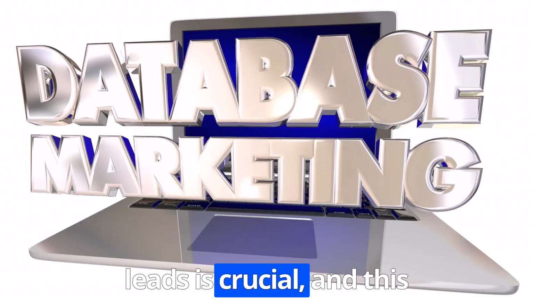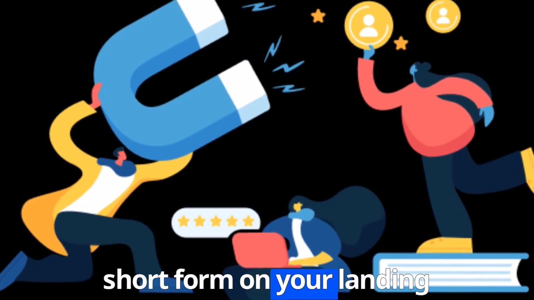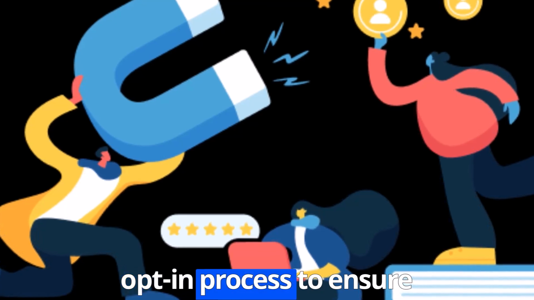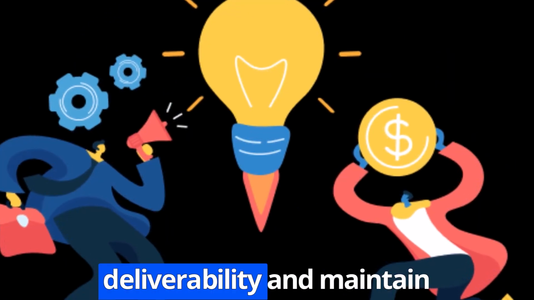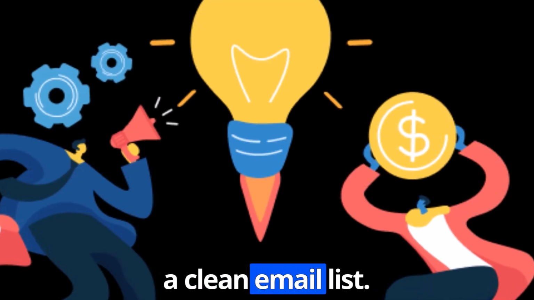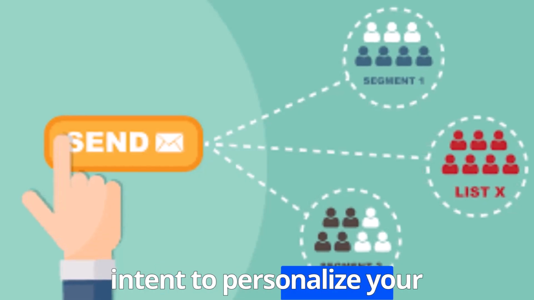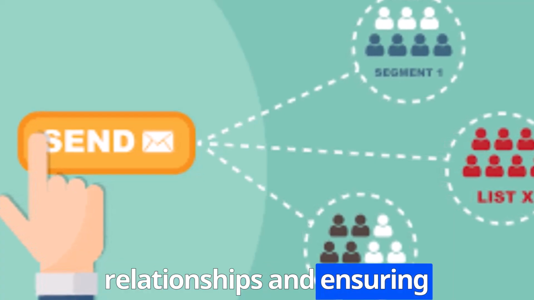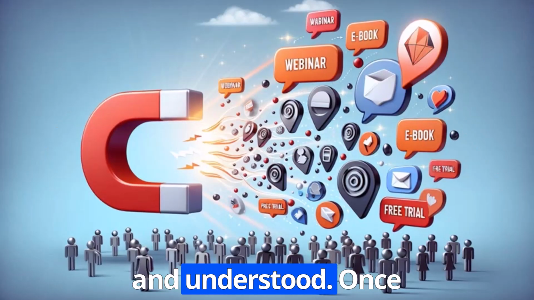Capturing leads is crucial, and this can be done through a short form on your landing page. Implement a double opt-in process to ensure deliverability and maintain a clean email list. Additionally, tag segments by interest or intent to personalize your follow-up communications. This step is vital for nurturing relationships and ensuring that your leads feel valued and understood.